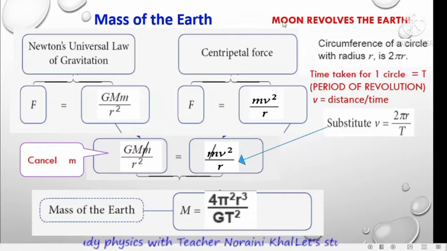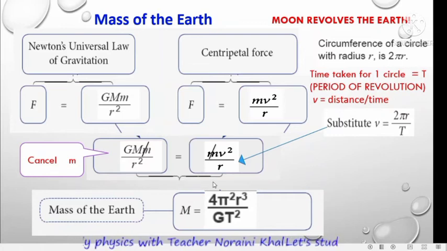So in this case, let's assume this situation: the moon revolves around the Earth. The circumference of a circle with radius r is 2 pi r, meaning the circumference of the orbit for the moon revolving around the Earth. The time taken for one complete revolution is T. From the formula speed equals distance divided by time, if the satellite completes one orbit, the distance traveled is 2 pi r, and the time taken is the period of revolution T. So we have v equals 2 pi r divided by T.